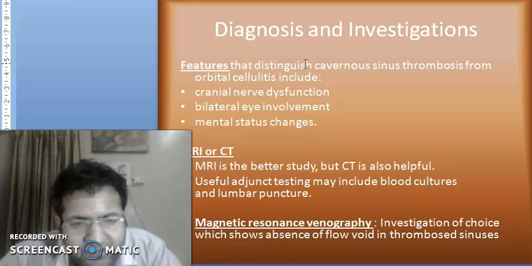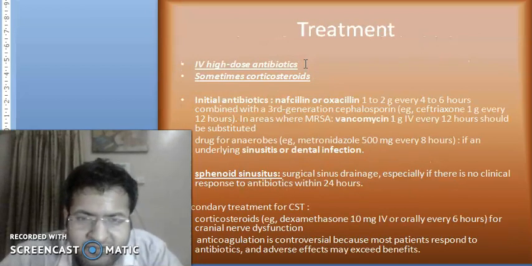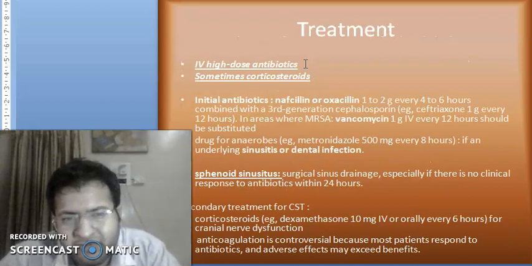What is the investigation of choice? In the case of cavernous sinus thrombosis, it is magnetic resonance venography. Why is it the investigation of choice? Because it shows the absence of the flow void in the thrombosed sinus. What is the treatment of cavernous sinus thrombosis?